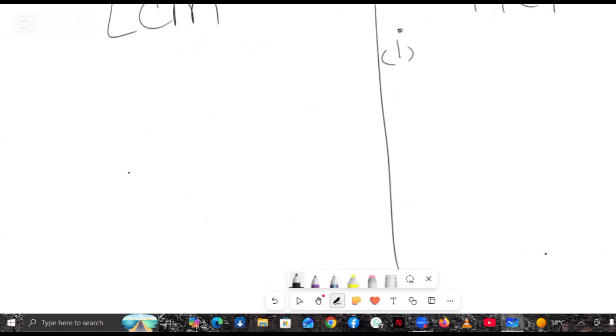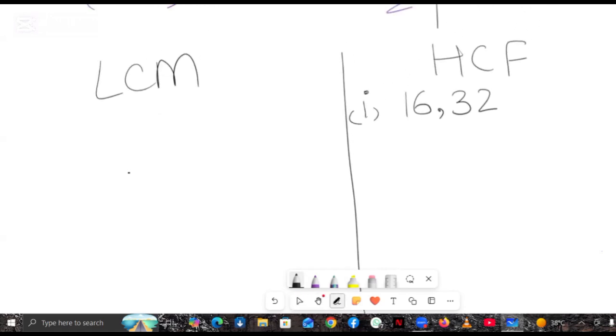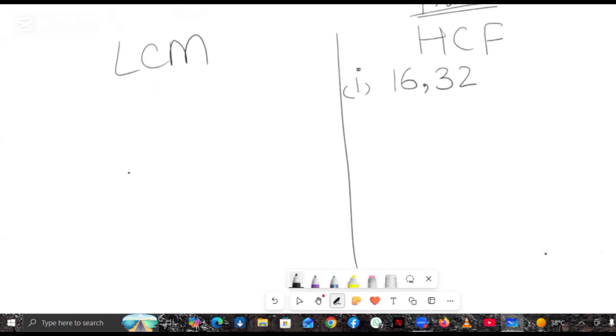Okay, means we have two numbers. For example, take any two numbers, that is 16 and 32. Now this one is the prime factorization method. I'm writing here prime factorization.